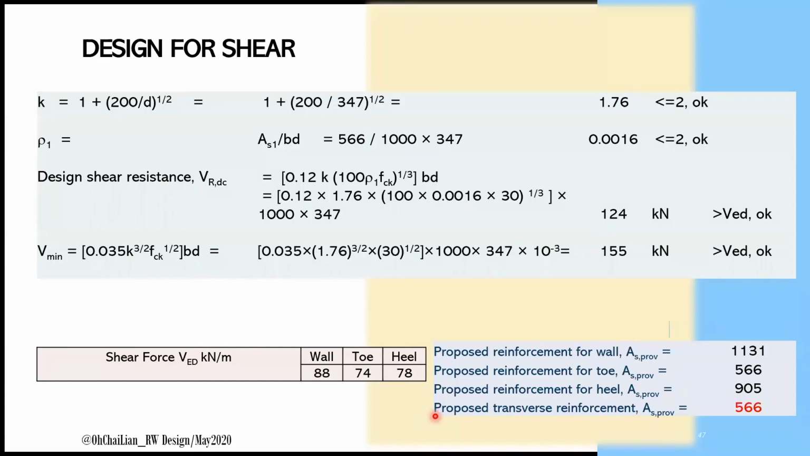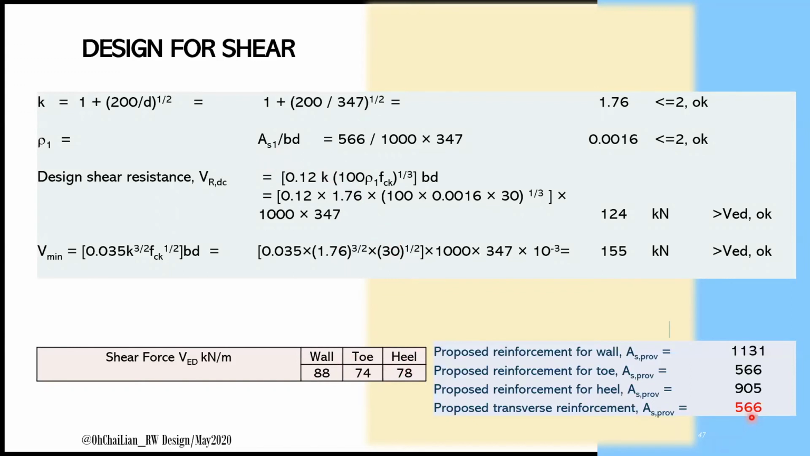For shear design, the larger value of shear resistance of the concrete, VRDC, or the minimum shear shall be greater than the shear forces at the wall, toe, and heel. VRDC and V minimum are expressed using the shown equations and require information such as AS1, which is the AS provided. In this case, the minimum AS provided is taken for the check.